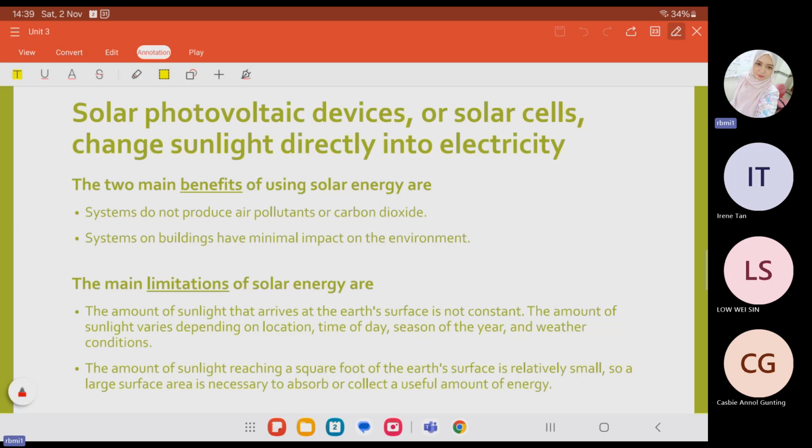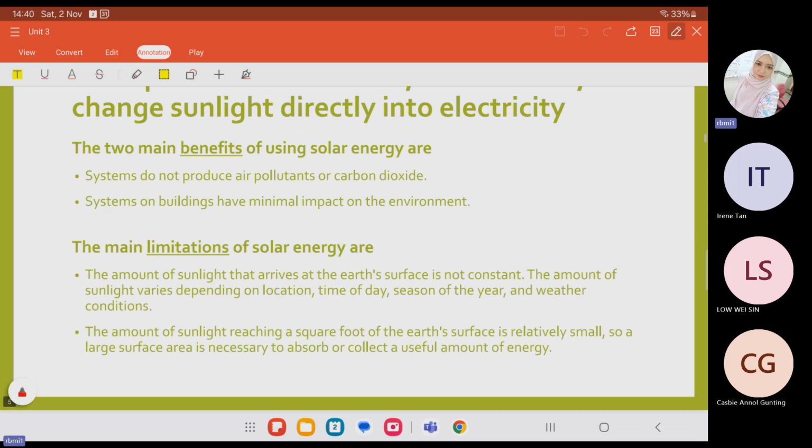Solar photovoltaic devices, or solar cells, change sunlight directly into electricity, and we have two main benefits over other energy sources. As we know, the system does not produce any pollutants or carbon dioxide that may be harmful to living things, to humans, plants or animals. And systems on buildings have a minimal impact on the environment, such as those we put on the rooftops of buildings.